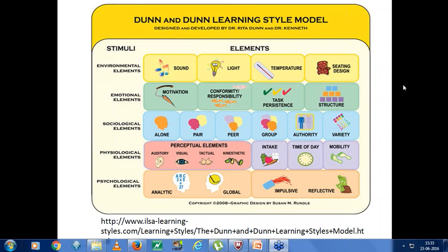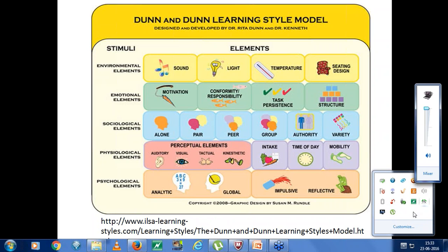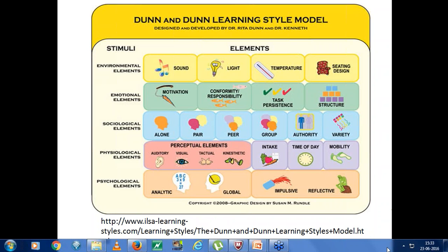Dunn and Dunn in 1970 gave the first classification, and Dunn and Dunn identified 21 elements for understanding the situation in which learning takes place. And finally, he tried to classify those 21 elements into 5 broad categories, which include the environmental conditions. Now, when I say environment, it means where do the learners prefer to learn?